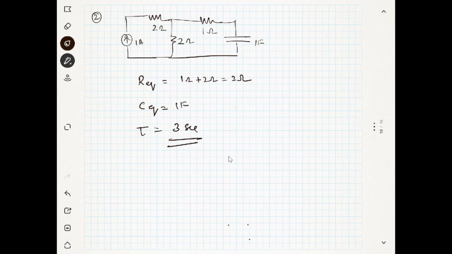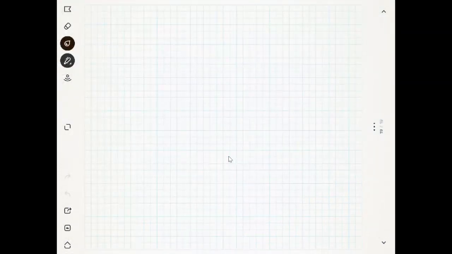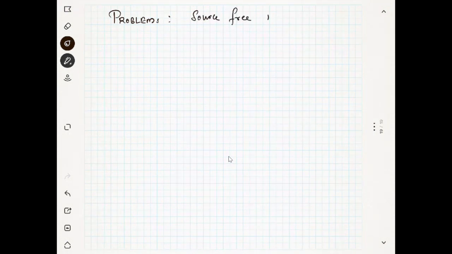Now we will see some other kind of problems which are related to source free RL circuits. Source free, not RLC, sorry, RLC we will deal with later. That is a very interesting phenomenon. So, RL circuits.